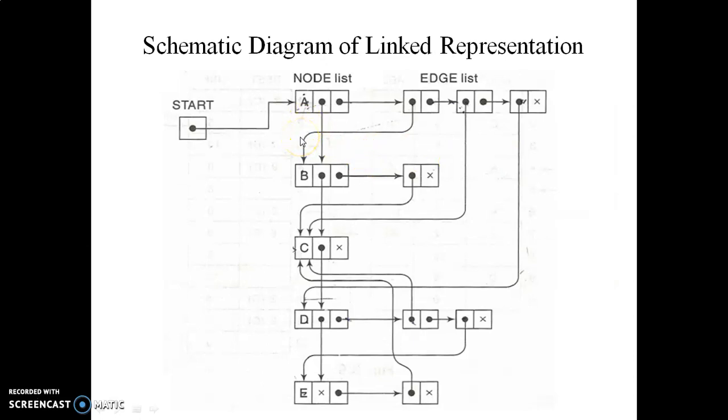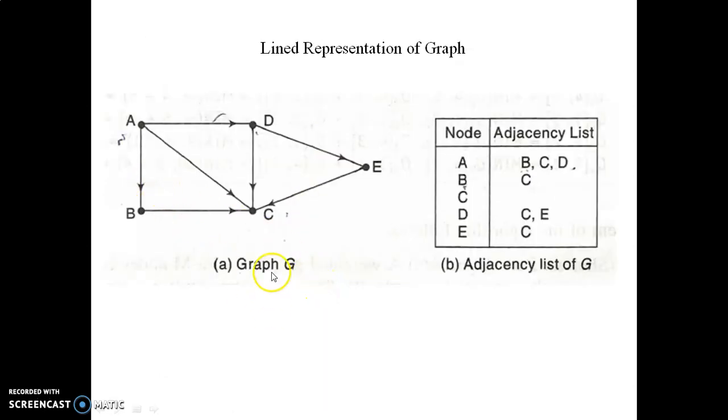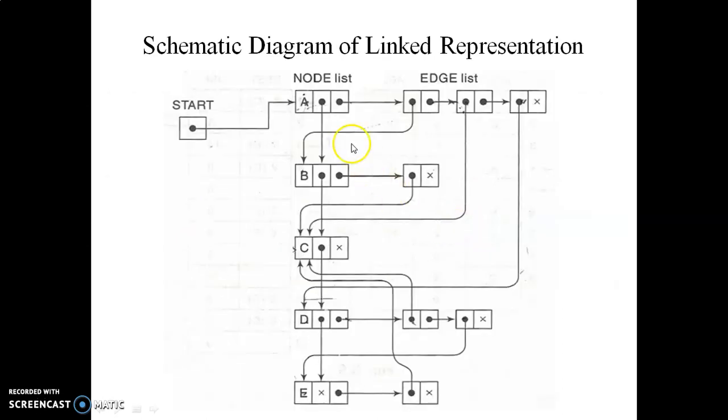This is how the schematic diagram of a link representation looks. First we'll have the node list and the edge list. In the node list, all the main nodes will be available here, that is A, B, C, D, and E. So if you see in the graph, the main nodes are A, B, C, D, and E. So we have to write here A, B, C, D, and E. That is the first field in the node list, the key value.